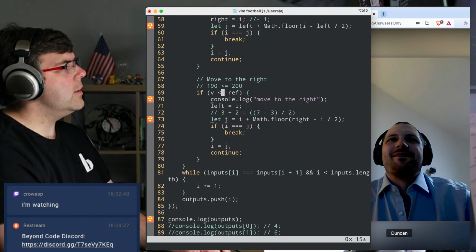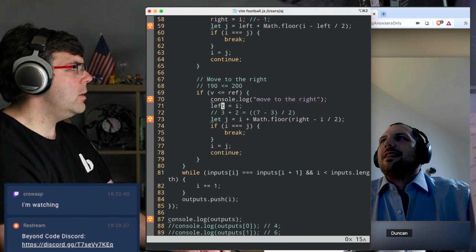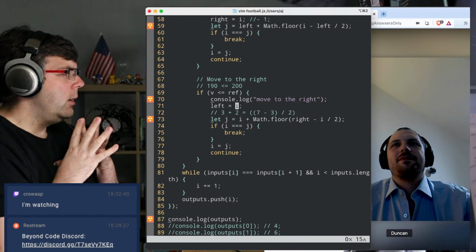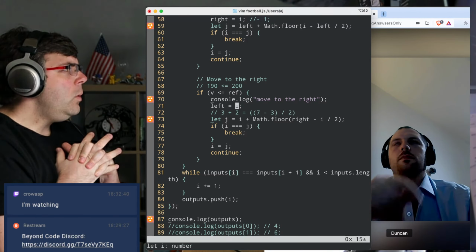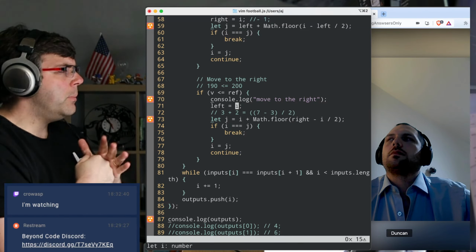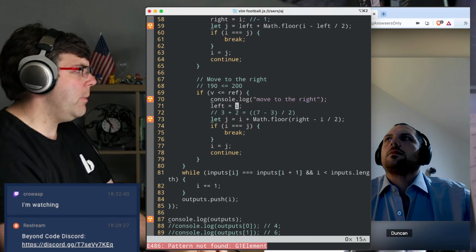Okay, so V is less than or equal to ref. Then left is going to be equal to I. Okay, let me make sure that makes sense. If the value is less than or equal to, then our left boundary moves up to I. I can go to the right, but it can't go any more left. Yep, that makes sense.